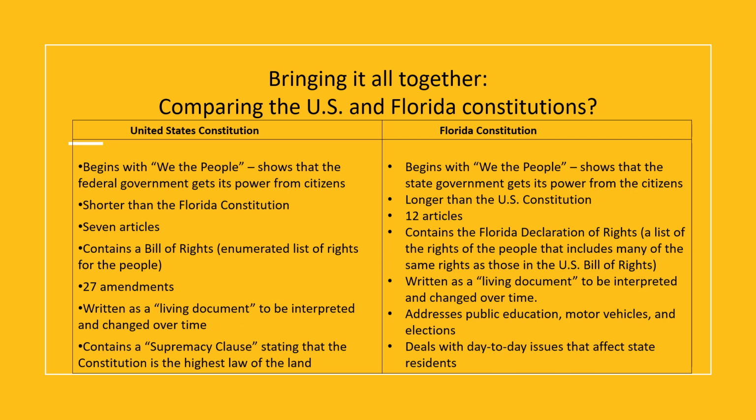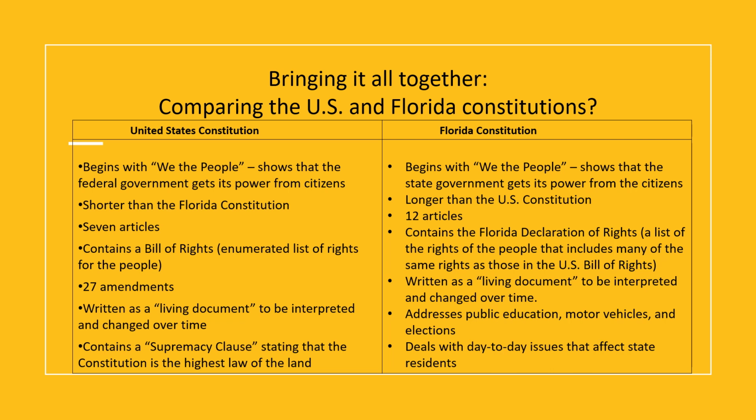Let's bring it all together. We see that both the United States Constitution and the Florida Constitution begin with "we the people." This means that both the federal government gets power from its citizens, as does the state government. The U.S. Constitution with 7 articles is much shorter than the Florida Constitution, which includes 12 articles.